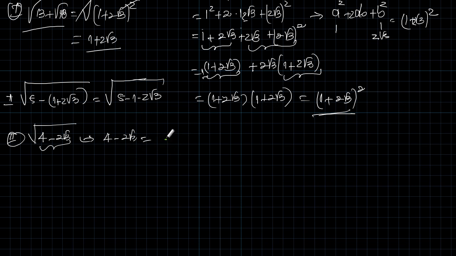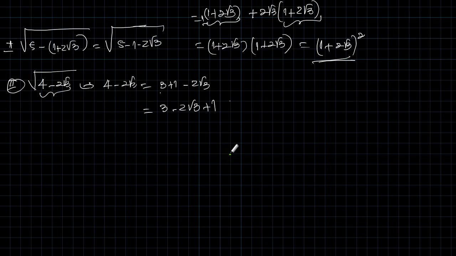So 4 is something like 3 plus 1 minus 2 square root of 3. Okay, so I'm going to rewrite this as 3 minus 2 square root of 3 plus 1. Well, 1 I can write as 1 squared, right? And 3 I can write as square root of 3 to the power 2. It's the same thing. This is already a perfect square. This will give me square root of 3 minus 1, squared.